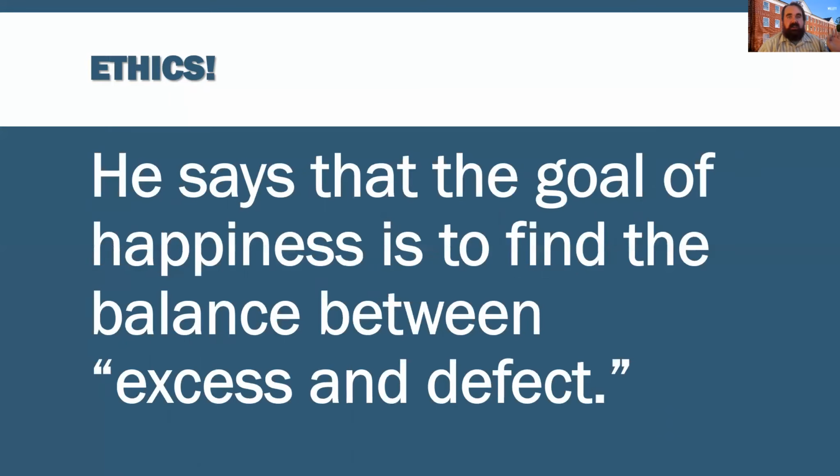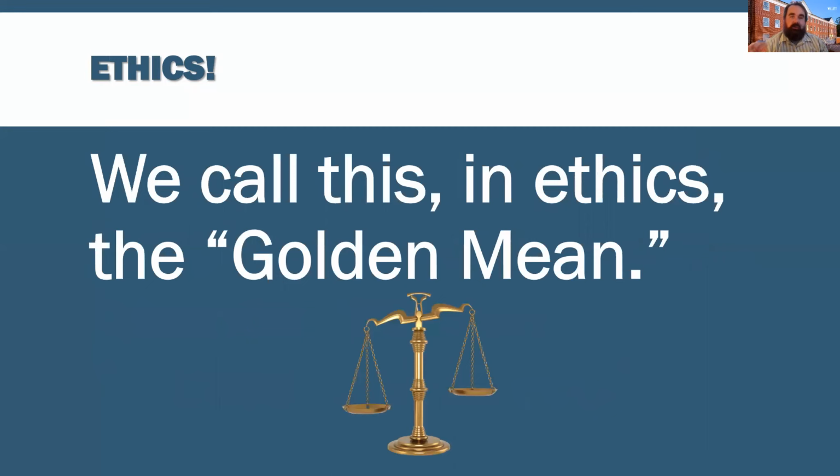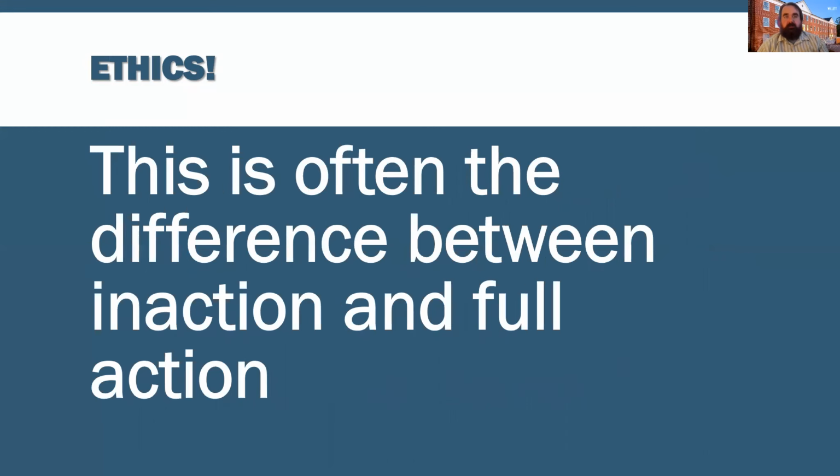He says that the goal of happiness is to find the balance between excess, or having too much of something, and defect, or not having enough of it. And he calls this the golden mean, that the most ethical thing is the thing in the middle between too much and not enough. And this is often the difference between inaction and full action, right? So doing something fully, to the fullest extent, versus not doing it at all, that you can find that ethical boundary somewhere in the middle.